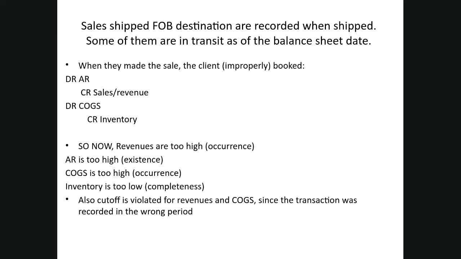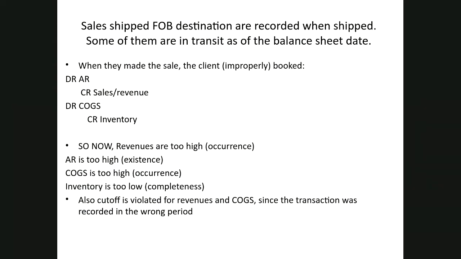So this is a violation of occurrence. You could also say for revenues, it's a violation of cutoff. For AR, it is also going to be overstated, right? Because they debited AR when they shouldn't have. So there is now an amount recorded in AR, which technically should not be there at the end of the year. So AR is also violating existence.